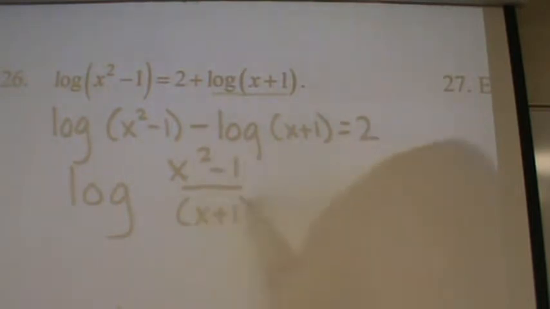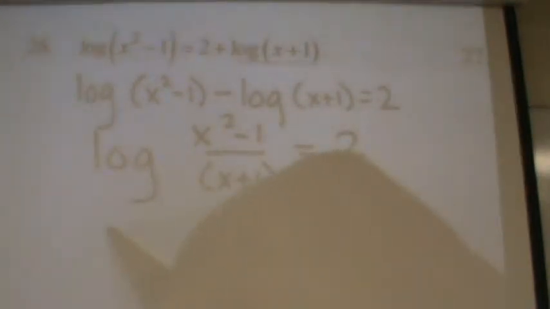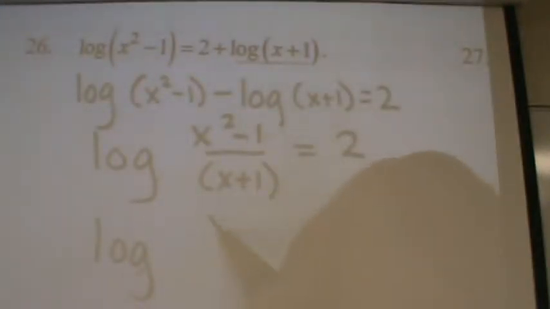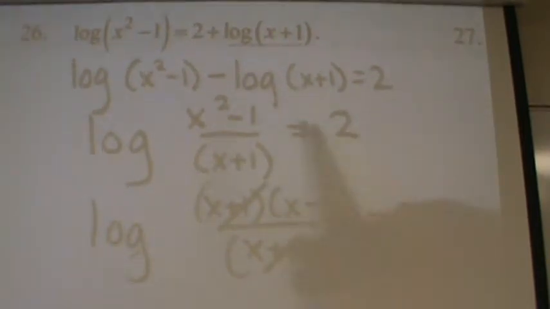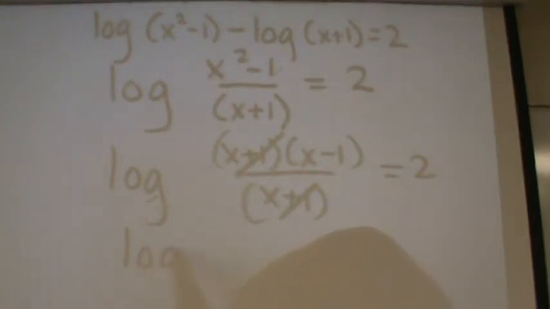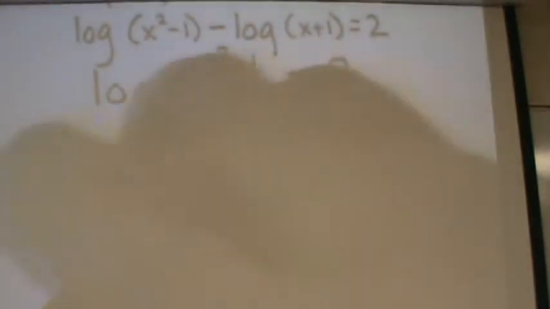And you know what you could do with this? Anyone know what they can do with that x squared minus 1 over x plus 1? You can factor that. This is the difference of two perfect squares. These cancel. So now the problem that you have simplified, it's x minus 1 over 1. You don't need the over 1. Let me just write it better.